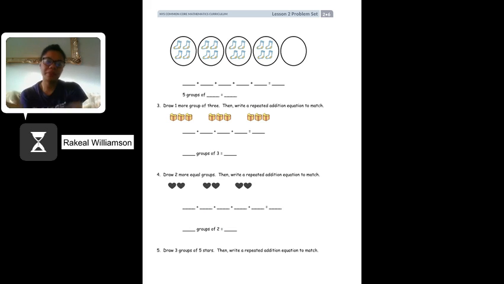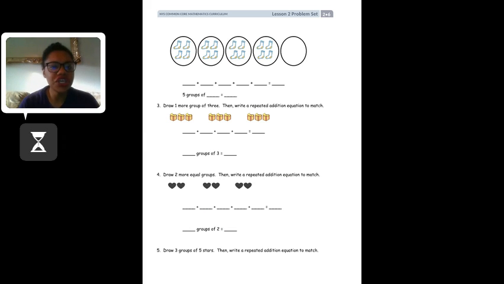All right, now let's look at number 5, boys and girls. It tells us that we're going to draw 3 groups of 5 stars. Then we're going to write a repeated addition equation. So it's the same thing we've been doing, except this time we have to actually draw the groups ourselves and draw the 5 stars that we're going to be working with.